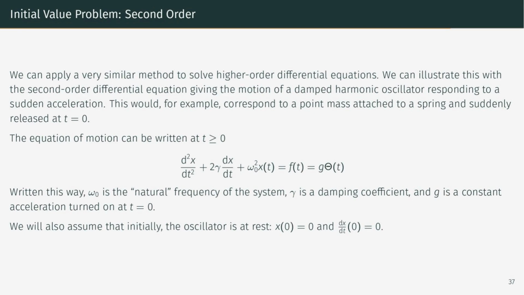Written this way, omega naught is the natural frequency of the system, gamma is a damping coefficient, and g is a constant acceleration turned on at t equals 0. We will also assume that initially the oscillator is at rest, so x of 0 equals 0 and dx over dt of 0 is also 0.